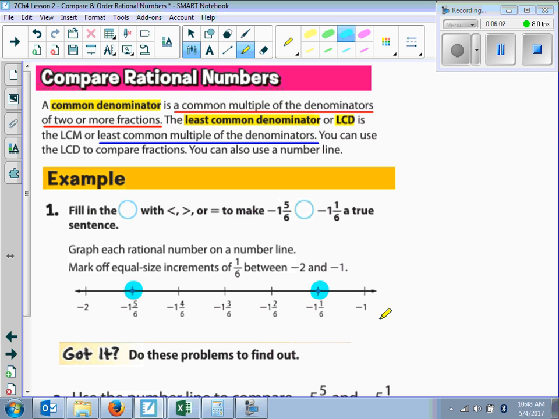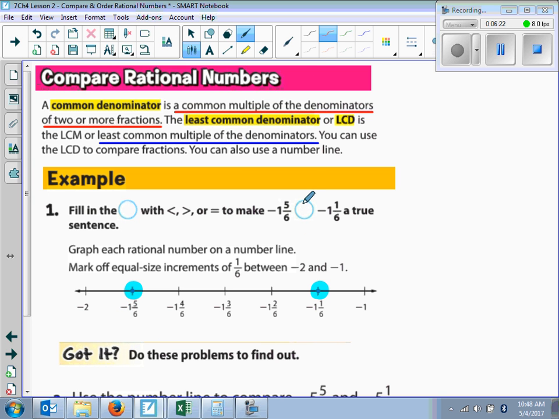Okay, now on the number line, it's very simple to see which one is greater or lesser, because the further to the left on the number line, the smaller the number, right? So which one is lesser? The negative 1 and 5/6. So what symbol goes in here?